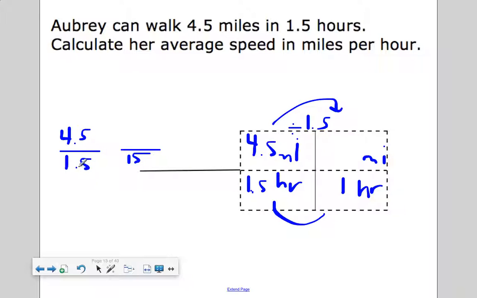15. Some of you would say move the decimal one over, and that's what you do. But the mathematics is you're multiplying by the power of 10. So, oh, I know what's 45 divided by 15. That's just 3. So she can walk 3 miles in an hour. That's not bad. That's a pretty good walker.